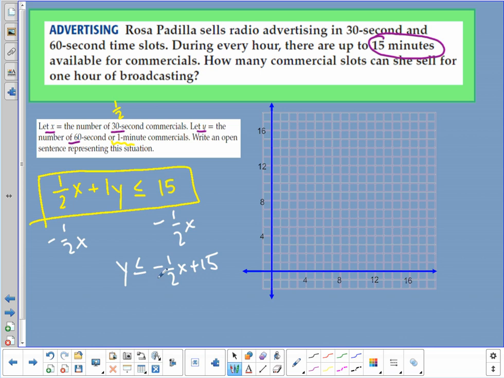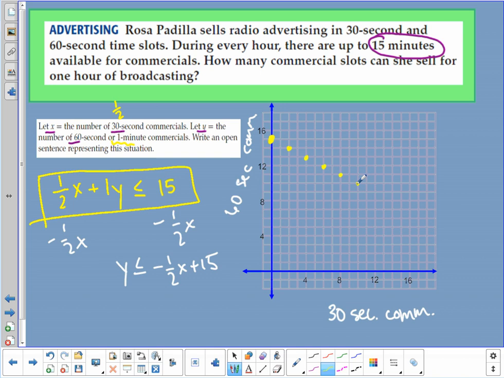So now let's label our axes. The x is 30-second commercials, and the y is 60-second commercials. Okay, so we can have 15 60-second commercials, meaning my y-intercept is up to 15, and no 30-second commercials. And then from there, we go down 1 and right 2 all the way down. Down 1, right 2, down 1, right 2, down 1, right 2.